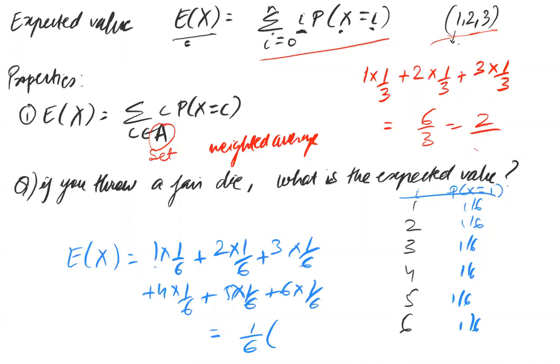equal to 18, right? Sorry, so 1 plus 2 is 3, 6, 10, 15, 21. No, yeah, so that's going to be 3.5. So the expected value when you throw a fair die is going to be 3.5. You cannot actually get 3.5, but that is the measure of the expected value that you'll get, that the values would be around that range.